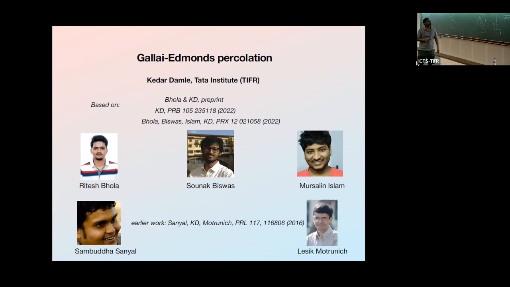So this is work we have been doing, actually starting this paper in 2016, very slowly, in very confused ways. But by now, I think we understand a few things. So I'd like to tell you about them. So part of what was done was the work of Shaunak Biswas, Mursaleen Islam, and Ritesh Bhola. That's published. And there's some other stuff that's more recent. Some of it not yet out.